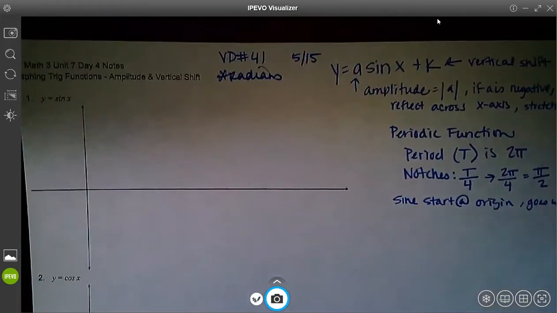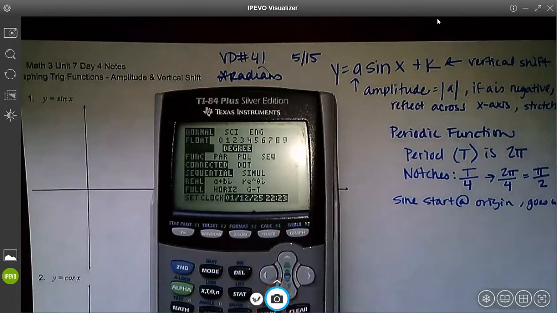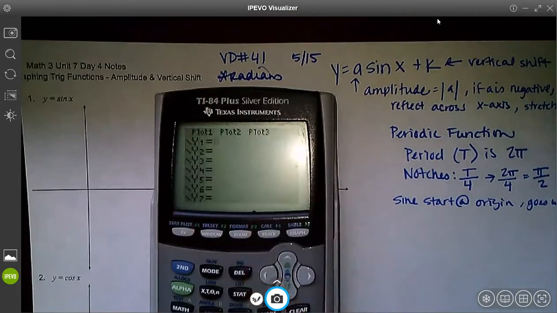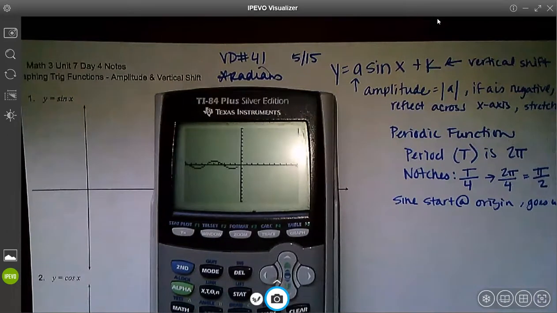So first of all, let's look at it in our calculator. You can use it as much as you like. You need to be in radians mode. And I'm going to say y equals the sine of x and look at my graph. It is cyclical. Okay, it goes around and around. It doesn't change. It's going to stay within those values for any angle measure.